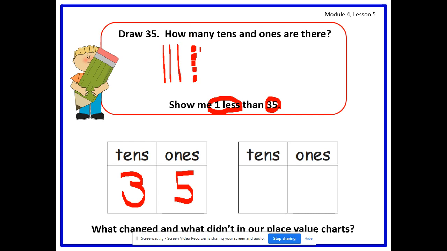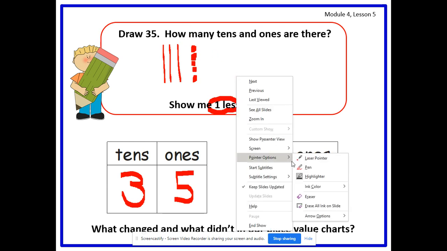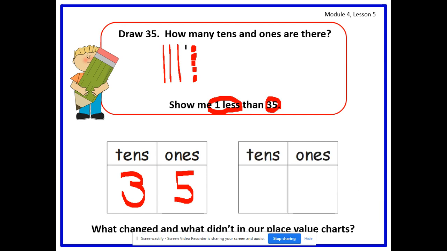Yes, a 1. So now I'm going to get a different color so that you could see how I crossed off. Cross off 1 in your picture. So now, how many 10s do I have? Get ready. Yes, I still have 3 10s. How many 1s do I have now? Get ready. Yes, 4 1s. And now I can make an arrow.